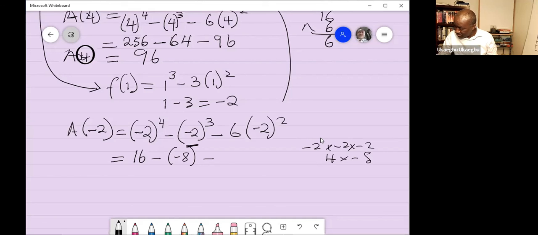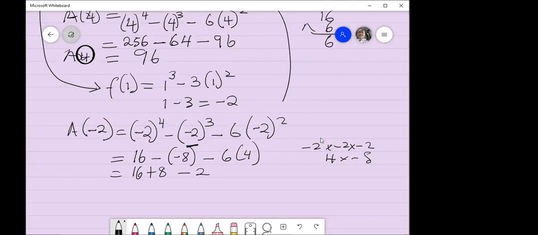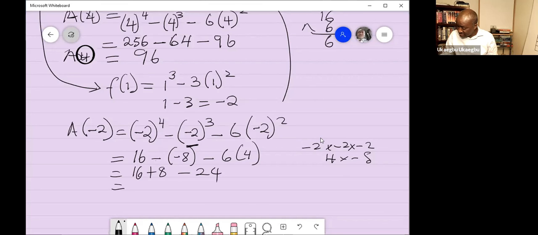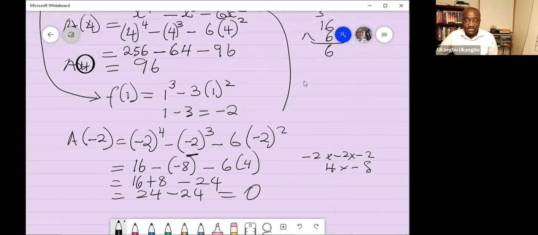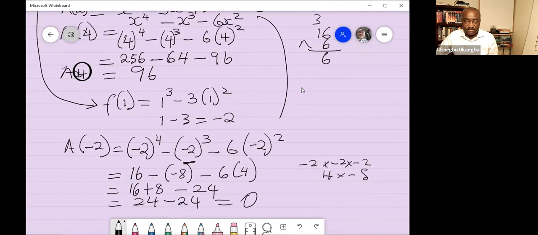Then minus, this is going to give us 6 times positive 4. So in that case, we are going to have 16. Negative times negative is positive, so plus 8. Then minus 6 times 4 is 24. And 16 plus 8 is also 24, right? 24 minus 24 gives us 0. So in the real sense, the value of x cannot be equal to negative 2.